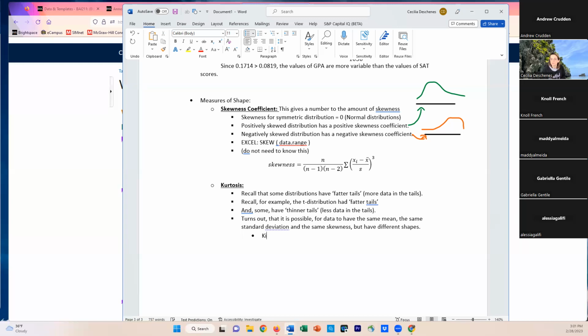So kurtosis is usually the deciding factor in these cases. Okay. Let me, first of all, give you a little picture of what this looks like. Let's see if I can grab this image.